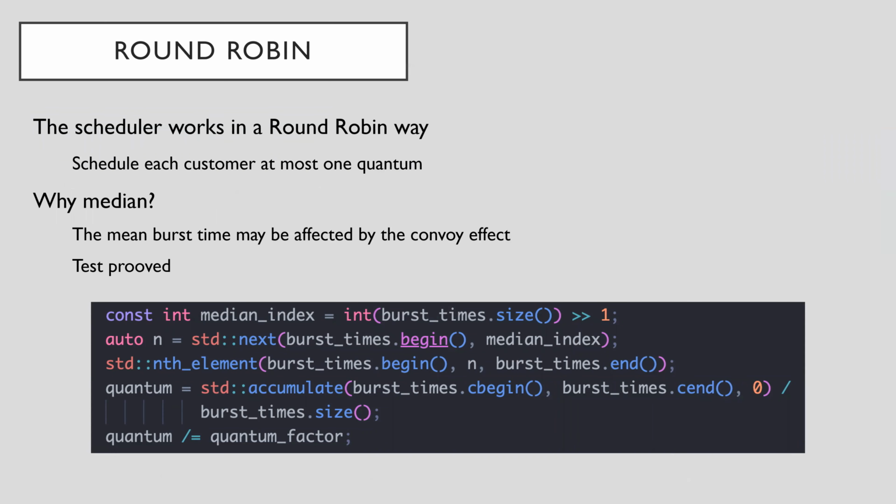The central parameter of a round-robin-like scheduler is the length of a quantum. If it's too long, the scheduler may suffer from the convoy effect. If it's too short, the cost of switching would be unacceptable. Although this assignment has no switch cost, it will increase the waiting time. After a few trials, we chose the median of customer burst times as the base quantum.